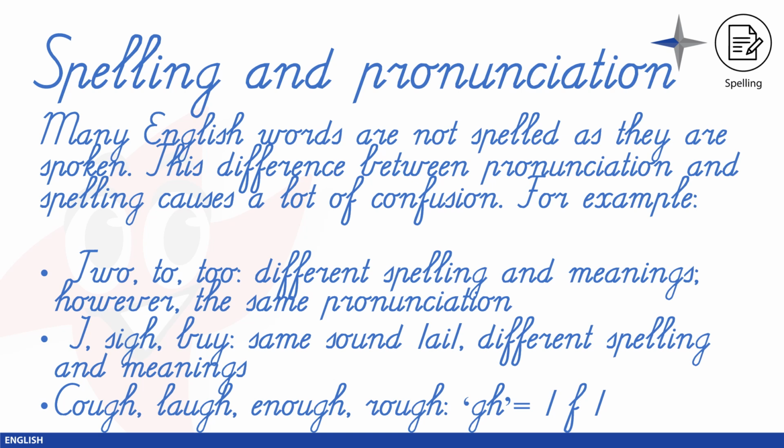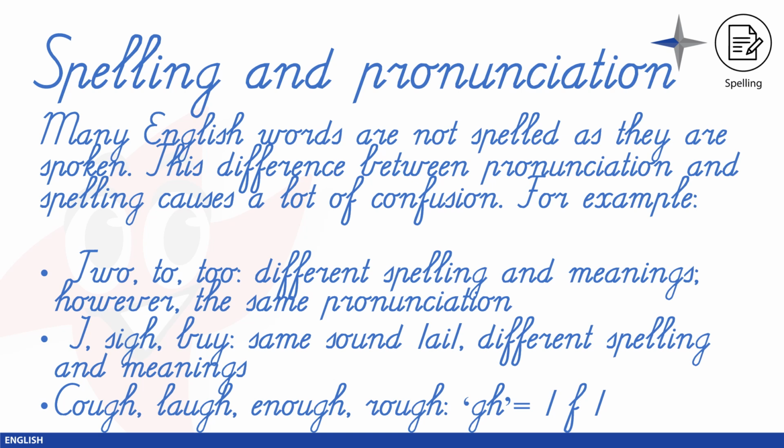Spelling and pronunciation. Many English words are not spelled as they are spoken. This difference between pronunciation and spelling causes a lot of confusion. Here we have a few examples. The word to. Well, different spelling and meanings, but the same pronunciation. To with T-W-O meaning the number two, and then T-O, for example, we are walking to the door, and too with double O means as well. Also, I like this too.